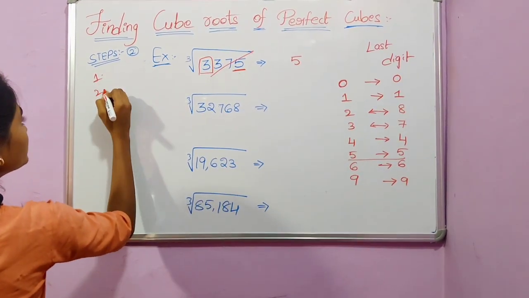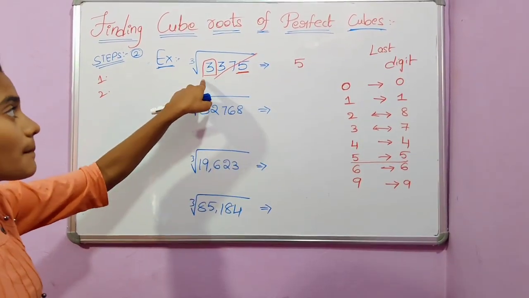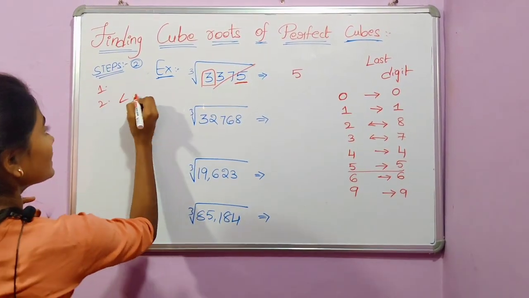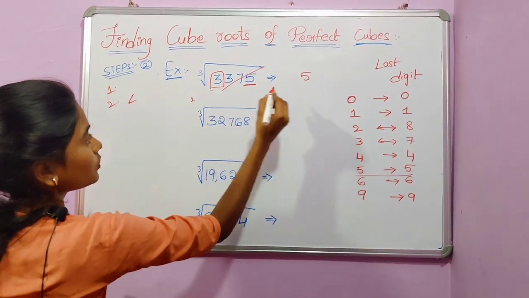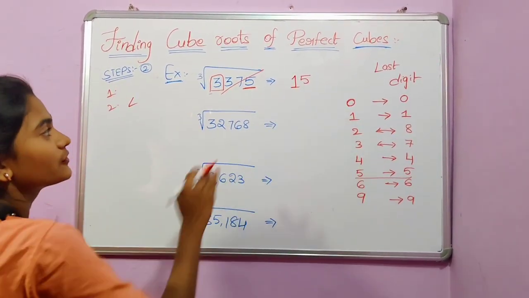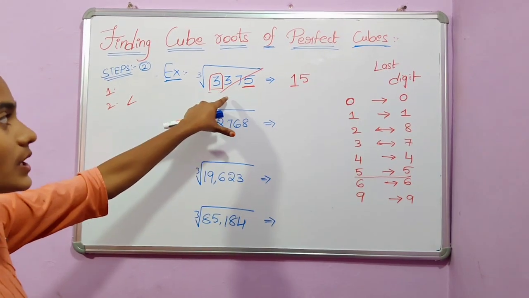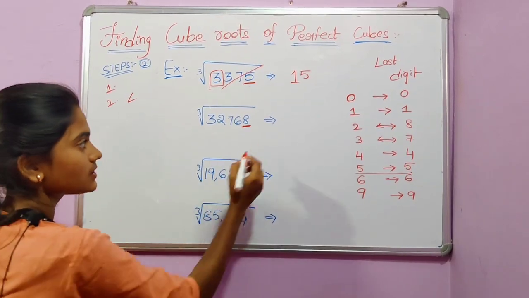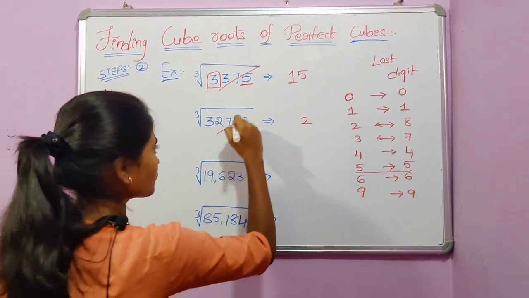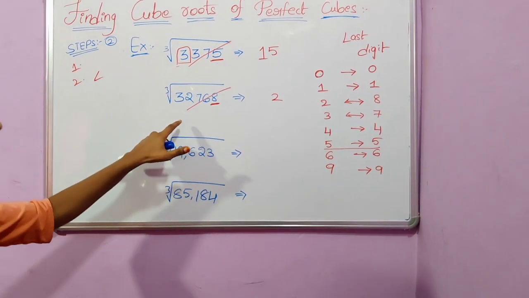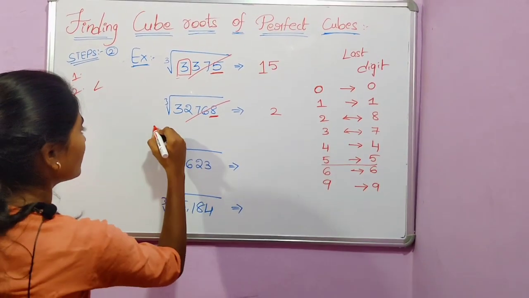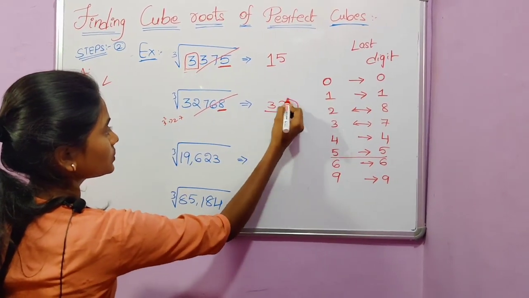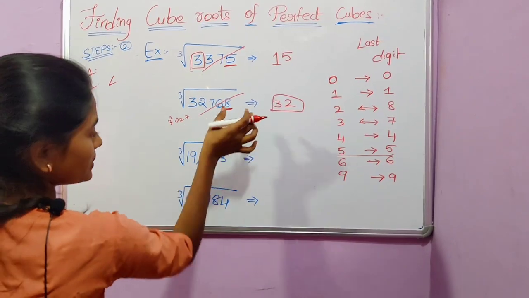And step 2, find the perfect cube less than 3. Not less than or equal to 3. Just less than 3. So less than 3 means 1. So write 1. 15 cube is equal to 3375. And now 8. Where do you get 8 as last digit? In the case of 2. And now strike off 3 digits. And 32. The perfect cube less than 32 is 3 cube, 27, right? So write 3 here. So 32 cube will be 32768.